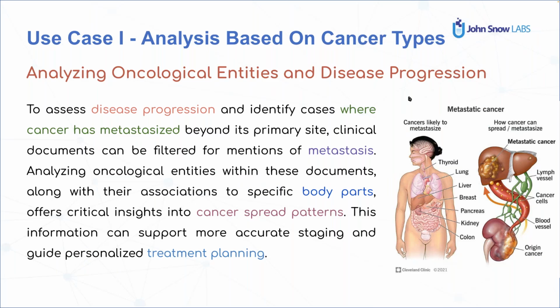And you're just interested in the metastasized cases, and you want to check which body part the cancer metastasis spreads to. So first of all, in this use case, there are some clues in our problem, right? Like disease progression, where cancer has metastasized, and you want to filter the documents which mention metastasis, and you want to identify where it spreads to, like on which body part, right?